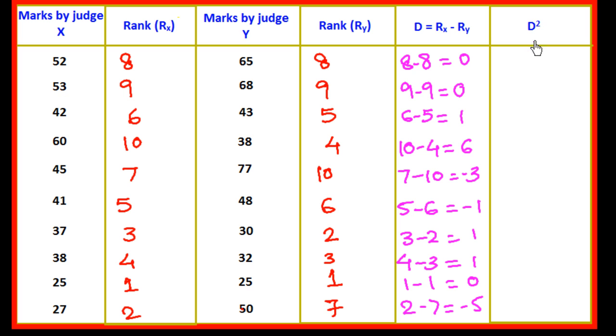Now we have to find the square of this difference. So 0 square is 0. Here also 0. Square of 1 is 1. Square of 6 is 36. Square of minus 3 is 9. Square of minus 1 is 1. Then 1, 1, 0, and square of minus 5 is 25.